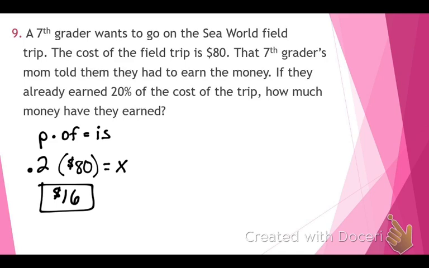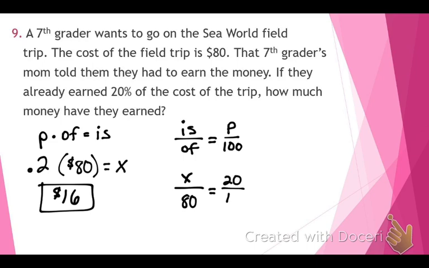Was there anyone who did is over of equals p over 100? Okay? Doing that, is over of, that's part over whole. What is the part? Do we know the part yet? No, it's unknown. We've got to figure out how much she has. What's the total cost? 80. What's the percent? 20%. Okay, remember 20% means the same thing as 20 over 100. Now all you would do is cross products to see if you got this correct or not.